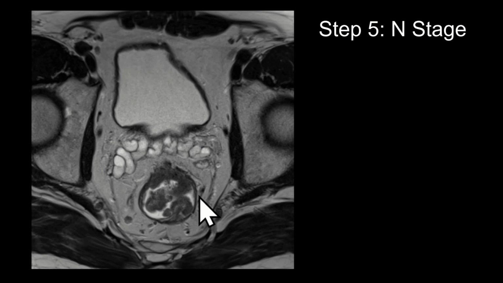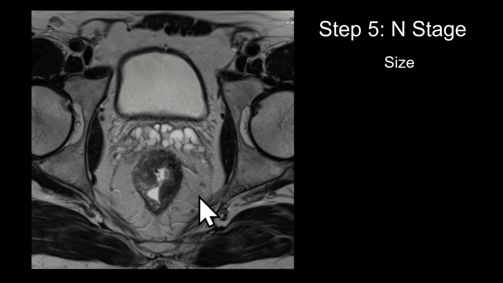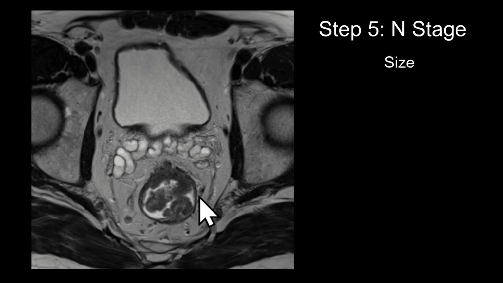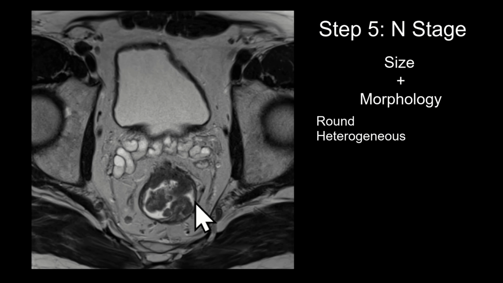So to determine if they're involved, we look at the size of the node in short axis. So the bigger the node, the more suspicious it is, of course. But size is not all that matters, so smaller nodes can also often be involved. So we also look at the morphology. Specifically, we're looking at the shape. So a round shape is more suspicious. We're looking for heterogeneous signal, which is more suspicious, and irregular borders. So those are the 3 features that make the node more suspicious.